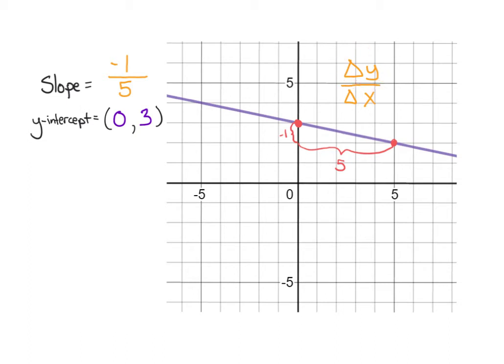I recommend that you always attach the negative or not to the y. So if your y is going up, it's positive, and if you're going down, it's negative, and that your change in x is always positive and always moving to the right.